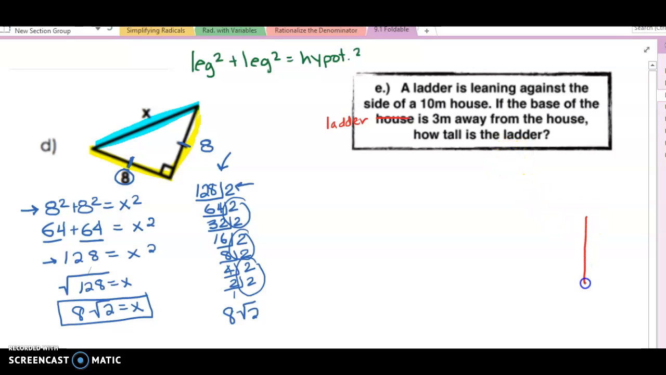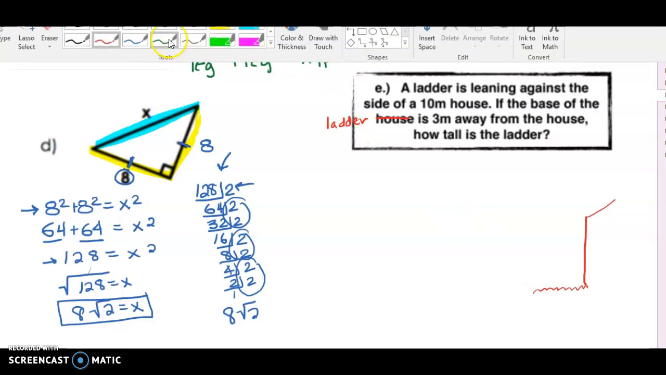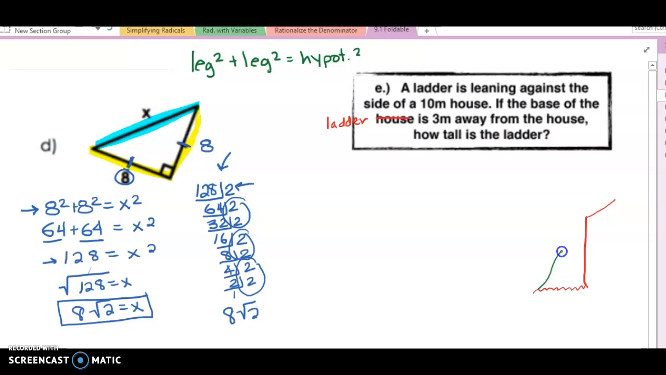So we have this house here, and then our roof starts right here. Now here's our grass. And if we have this ladder that goes up to the top of the house, here's our ladder. We know this is a right angle because houses hopefully go straight up. And the side of the house is 10 meters, and the base of the ladder is 3 meters away. How tall is the ladder? So I'm going to say this is x.